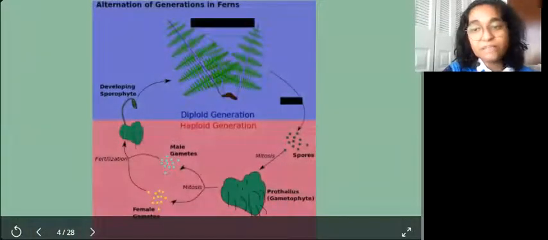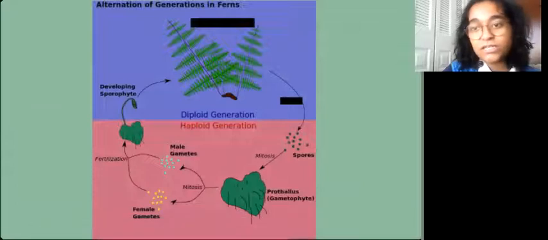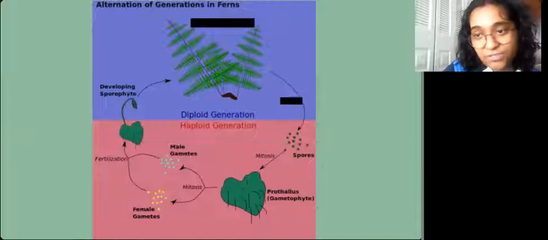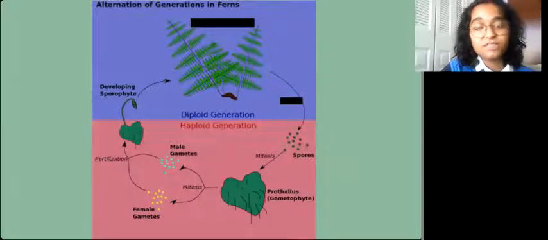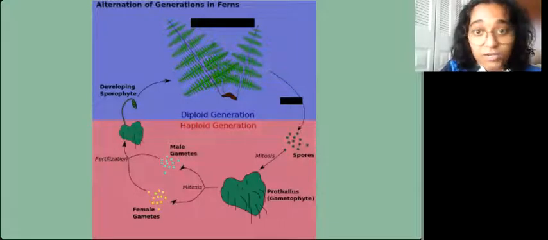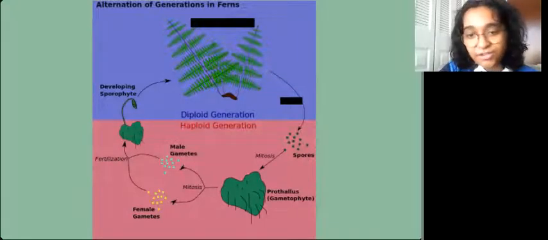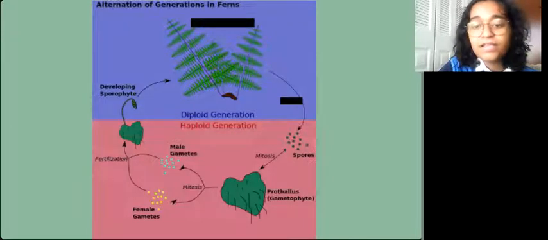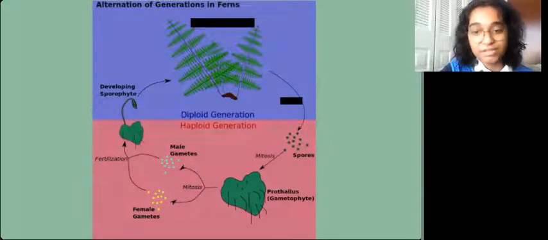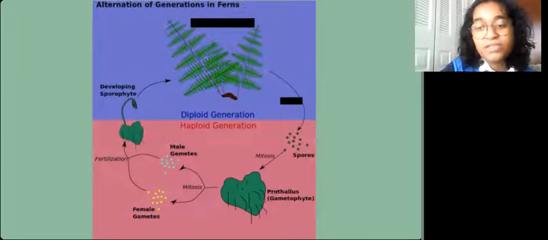So, fern reproduction involves some big words, but we will break them down for you as they are introduced. There are two generations in a fern's life cycle: the diploid generation, which is seen in the blue color over here, and the haploid generation, which is seen in the red color. The diploid generation has a full complement of genetic material, while the haploid generation has only half the genetic material. Diploid, full; haploid, half.